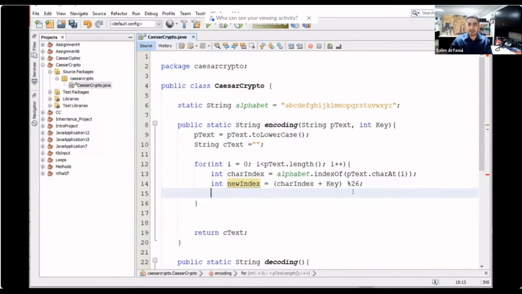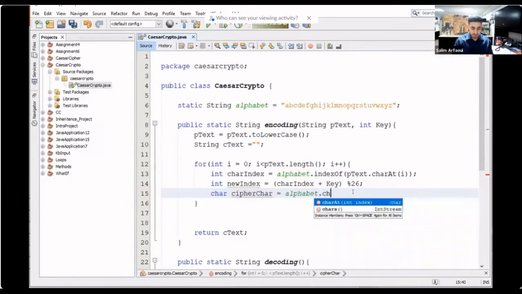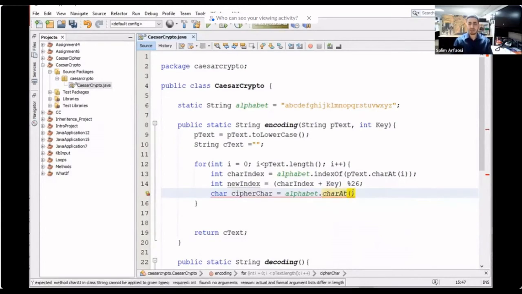And then we're going to generate the character at the new index. So I'm going to use a char, and that's going to be ciphertext, or actually I'm going to call it cipher char. So the cipher char is now equal to the alphabet dot char at the new index.